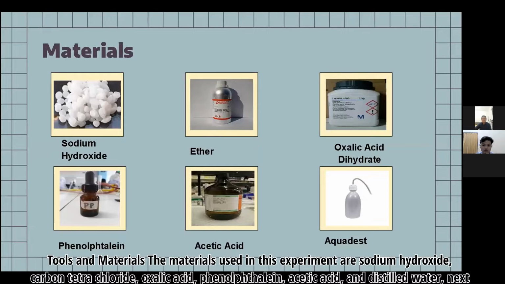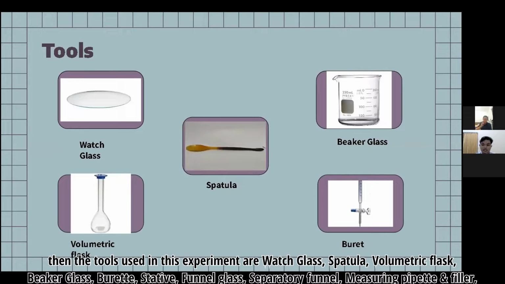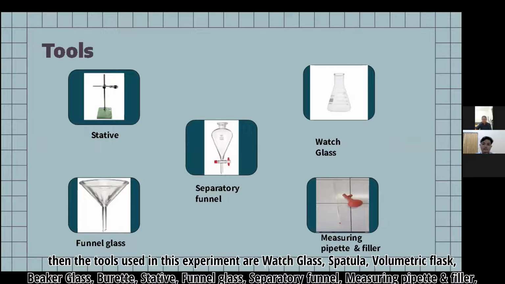Next, tools and materials. The materials used in this experiment are sodium hydroxide, carbon tetrachloride, oxalic acid, phenolphthalein, acetic acid, and distilled water. Then, the tools used in this experiment are watch glass, spatula, volumetric flask, beaker glass, burette, stative, Erlenmeyer flask, separatory funnel, and measuring pipette and filler.